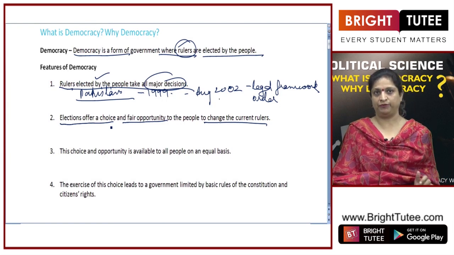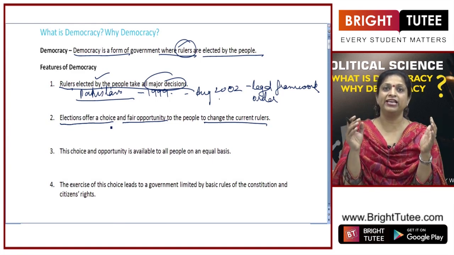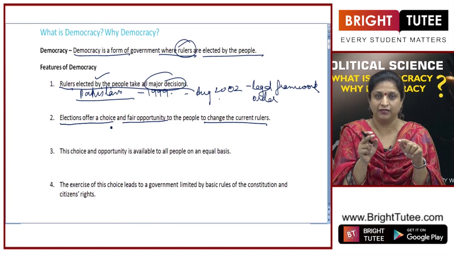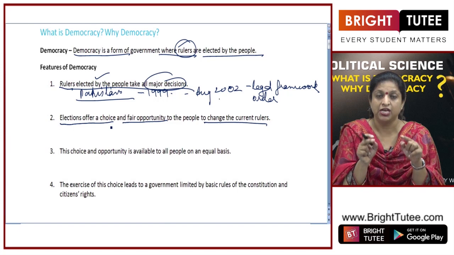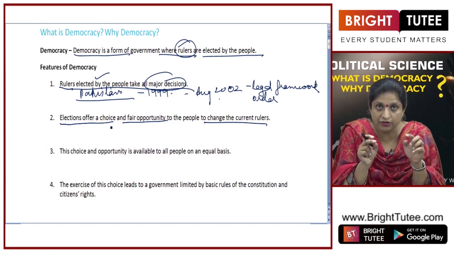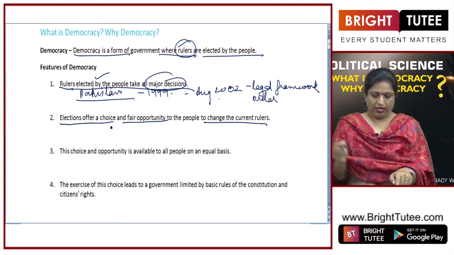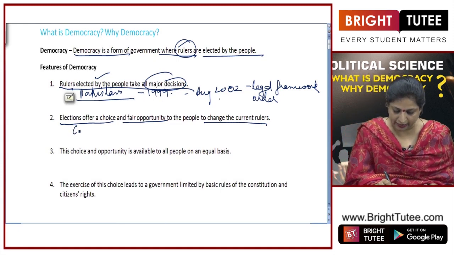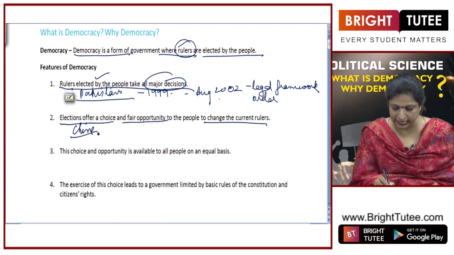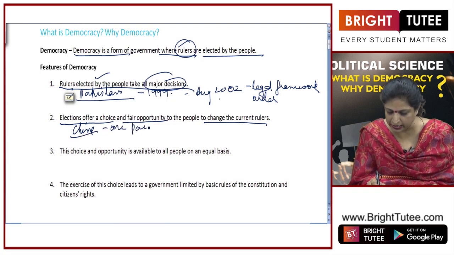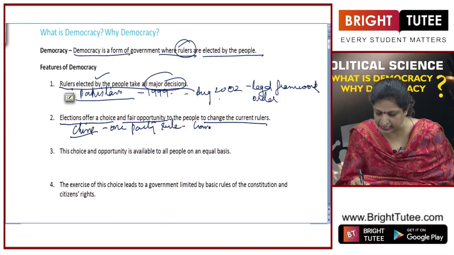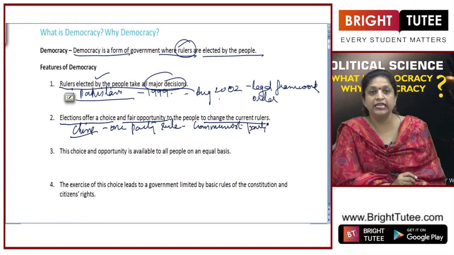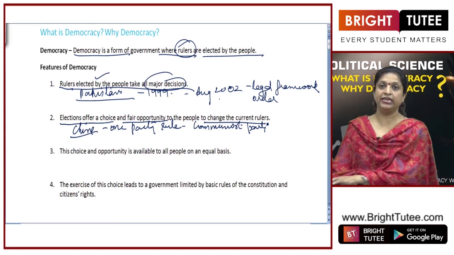Now I'll give you an example which shows that countries, though they are having elections, if the elections do not give a choice to the voters, such elections will not be called democratic elections. First we'll see the example of China. In China there is one party rule, and children, which party ruled in China? It is the Communist Party. It is the Communist Party that ruled in China.